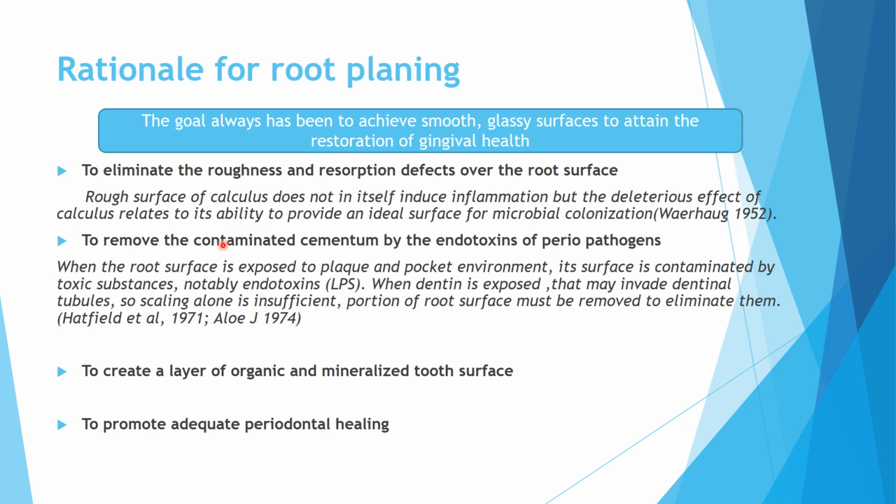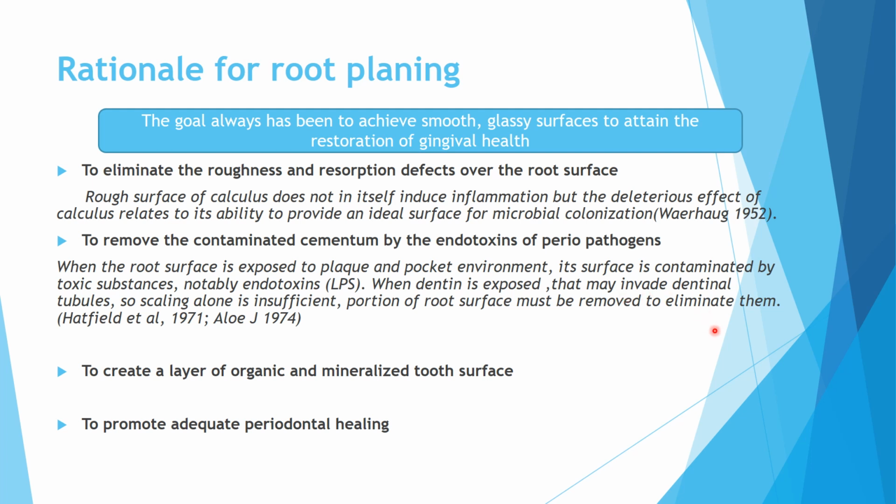Then, the next point is to remove the cementum contaminated by the endotoxins of periodontal pathogens. When the root surface is exposed to plaque and the pocket environment, its surface will be contaminated by toxic substances, notably endotoxins. When the dentin is exposed, they may invade the dentinal tubules. Scaling alone will be insufficient to remove them, so a portion of the root surface must be removed to eliminate them.